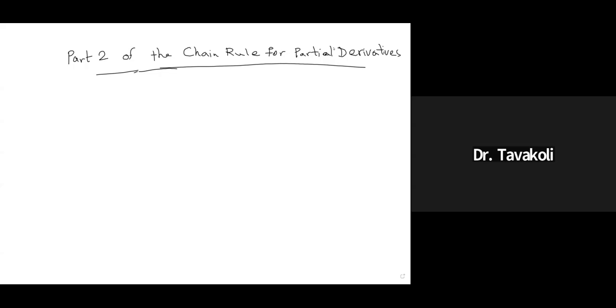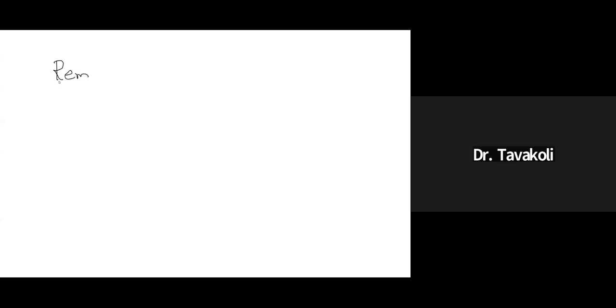Okay, here is part 2 of the chain rule for partial derivatives. Just as a reminder, in part 1, we had the function z, which was a function of two variables, x and y, and these two were both functions of t.